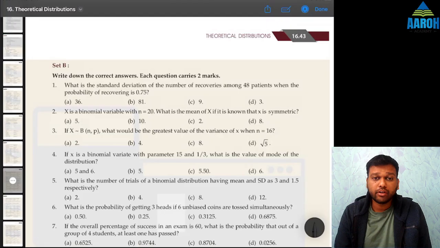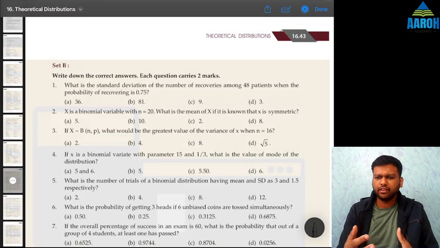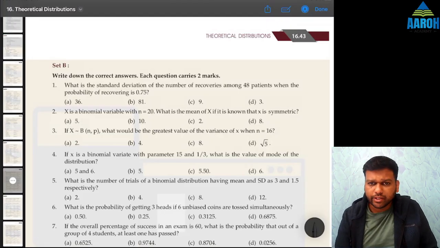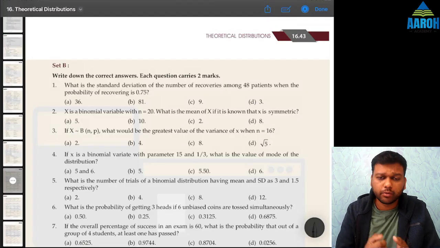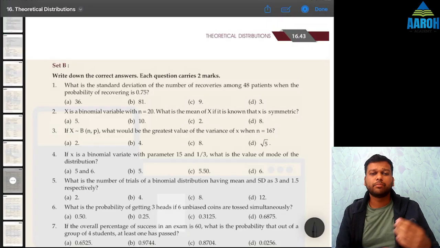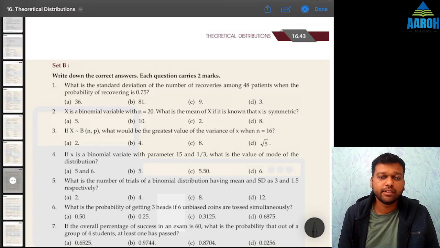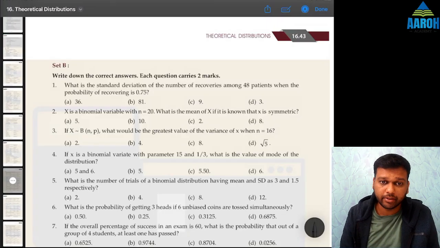Today we are going to see set B from the exercise of the chapter on theoretical distributions. I have taken the module of the new scheme. If anyone from December 2023 is watching, that is fine because the questions are the same. Only a few chapters are added, but nothing is relevant in this chapter. So nothing has changed in this chapter.